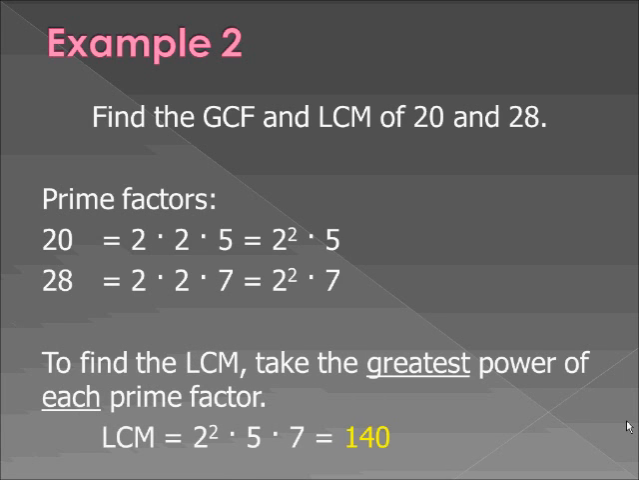Now let's look at the least common multiple. We have the same thing. Take the greatest power of each prime factor. So we're not looking for common factors. We are going to count for every prime factor. So we have a 2, we have a 5, and a 7. Our highest power for 2 is squared, so 2 squared times our 5 times our 7. So the least common multiple is the product of those three numbers, or 140. So once again, for least common multiple, you are taking the greatest power of each prime factor, and you will multiply them together.